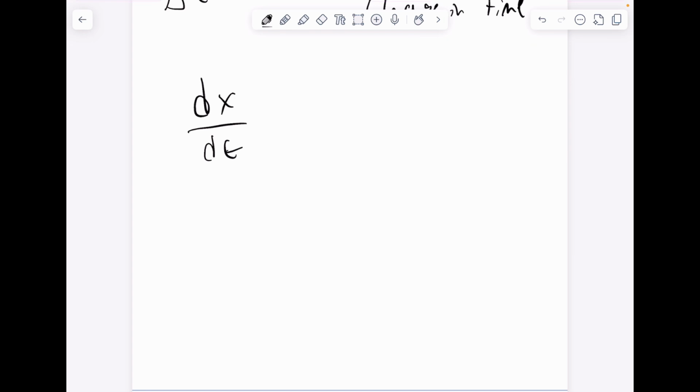Now that we know what the difference between a scalar and a vector is, we can move on to defining things like velocity and acceleration.